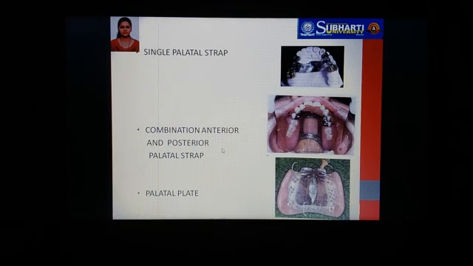Next is the U-shaped major connector. You can see the shape of the major connector, that is why it is called the U shape. Next is the single palatal bar. You can see it is a single palatal bar. There is a difference between strap and bar. We will be discussing it later on. And lastly, there are anterior posterior palatal bars. See, this is the anterior bar and this is the posterior bar. So firstly, we will be talking about the single palatal strap type of major connector.